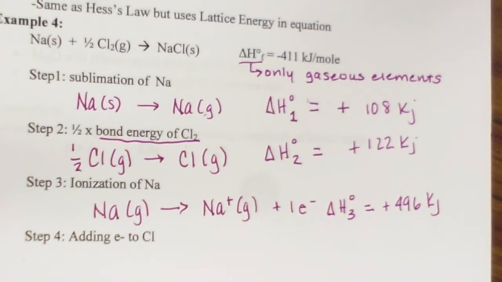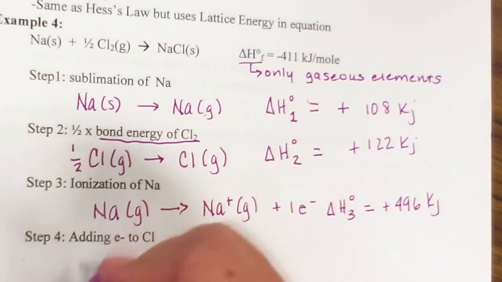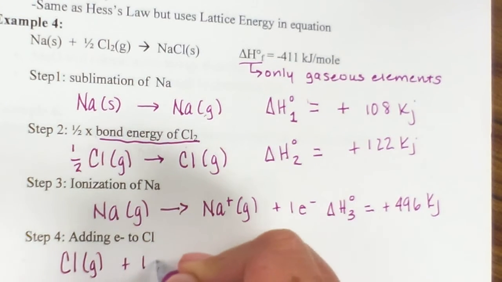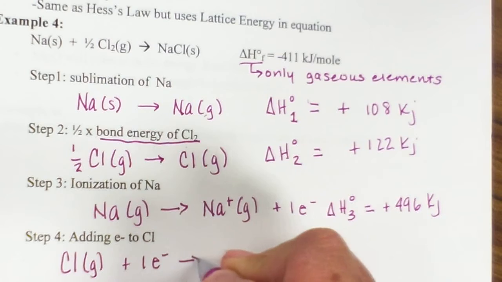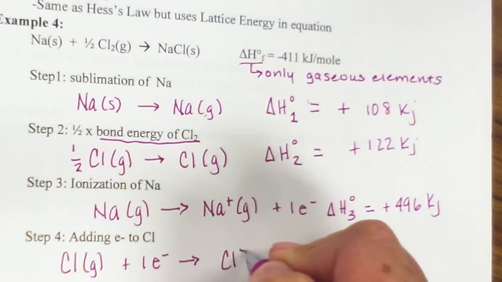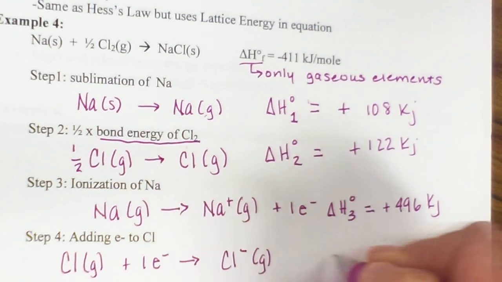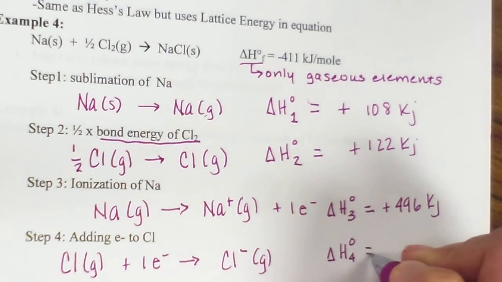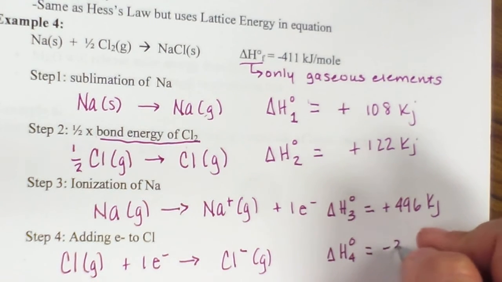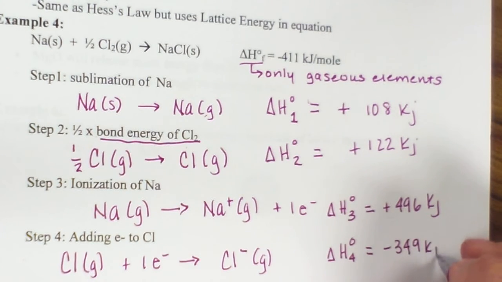Now we're going to add that electron to chlorine, because of electronegativity, right? We're going to take that chlorine gas that we just had, add one electron, and stick it on there. We're going to get Cl- in a gas form, and that is going to be step 4, which is going to be equal to, and here's our first exothermic, minus 349 kilojoules.